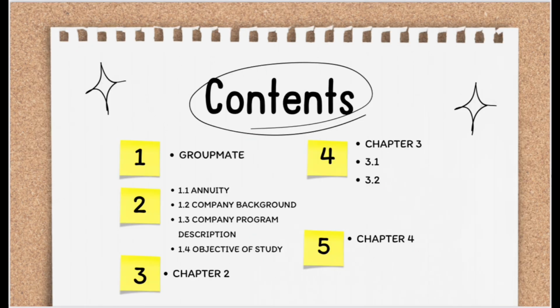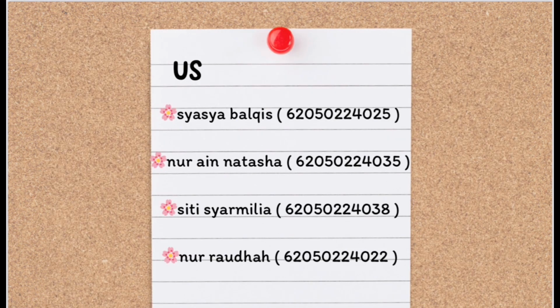So we are going through chapter 1, which includes annuity, briefly about the company background, briefly about the company program description, and also the objective of study. Moving on to chapter 2, which is the problem description and the data, and chapter 3, the calculation, the schedule, and also lastly, the conclusion. These are my group members: Nur Natasha, Siti Shamilia, and Nur Rauda.